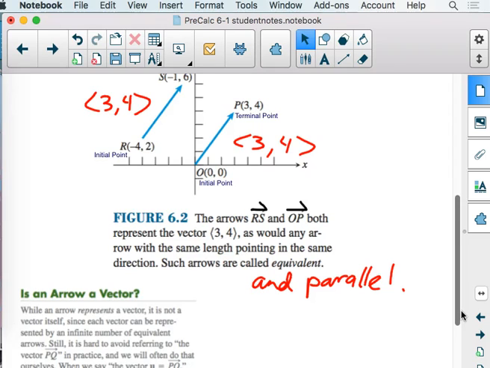Now that's important because in the homework they're going to give you a vector and they're going to say, give us one that would be parallel to this. All you have to do is put the slope the same. That's all you have to do.